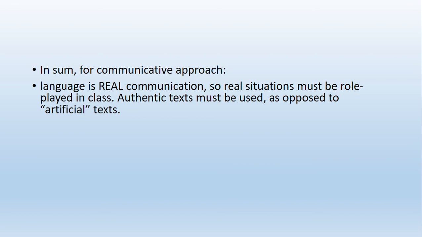In sum, for the communicative approach, language is real communication, so real situations must be used, like in a role-playing class. For example, how to go through all the process in the airport. Authentic texts must be used as opposed to artificial texts. So instead of just creating texts for students to read, but they're artificial, created by the teacher. In the communicative approach, scholars recommend that authentic texts are used, like real texts that were published in, for example, newspapers and websites, of course.